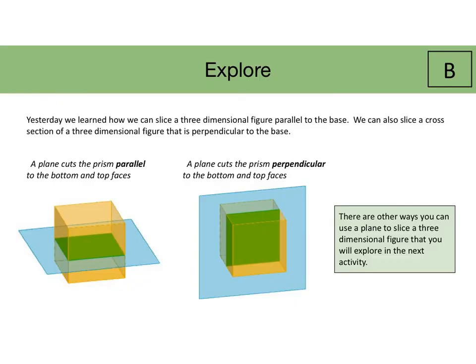For the Explore, you're going to provide students with this direct information. Yesterday we learned how we can slice a 3-dimensional figure parallel to the base. We can also slice a cross-section of a 3-dimensional figure that is perpendicular to the base. A plane that cuts the prism parallel to the bottom and top faces is shown here. Additionally, a plane that cuts the prism perpendicular to the bottom and top faces is shown. You also want to remind students that there are other ways you can use a plane to slice a 3-dimensional figure, and they're going to explore that in the next activity.